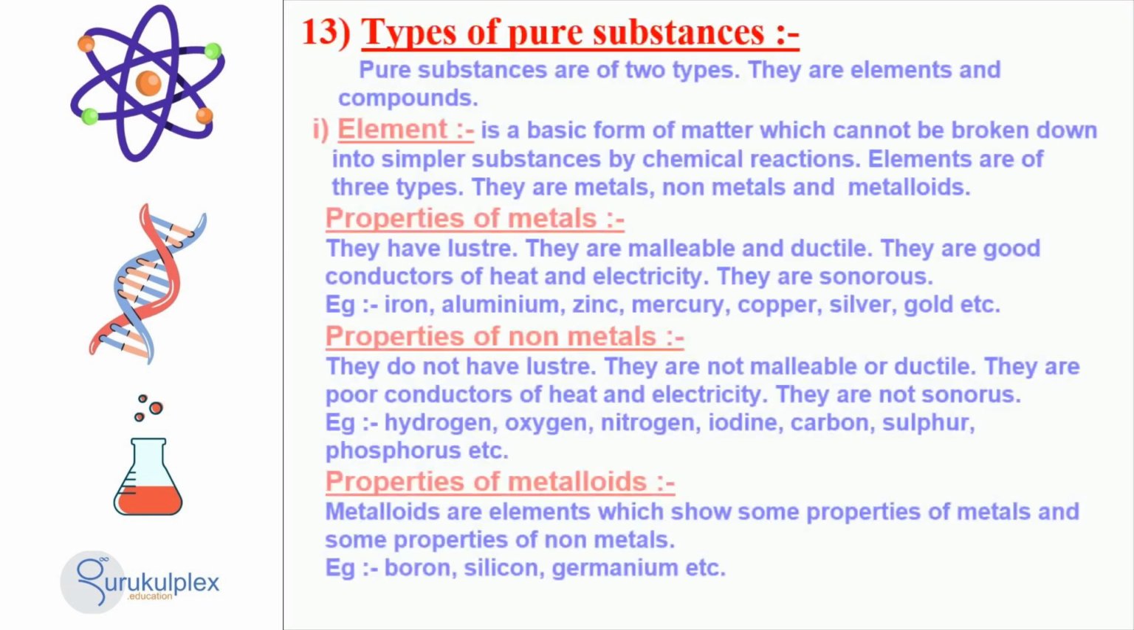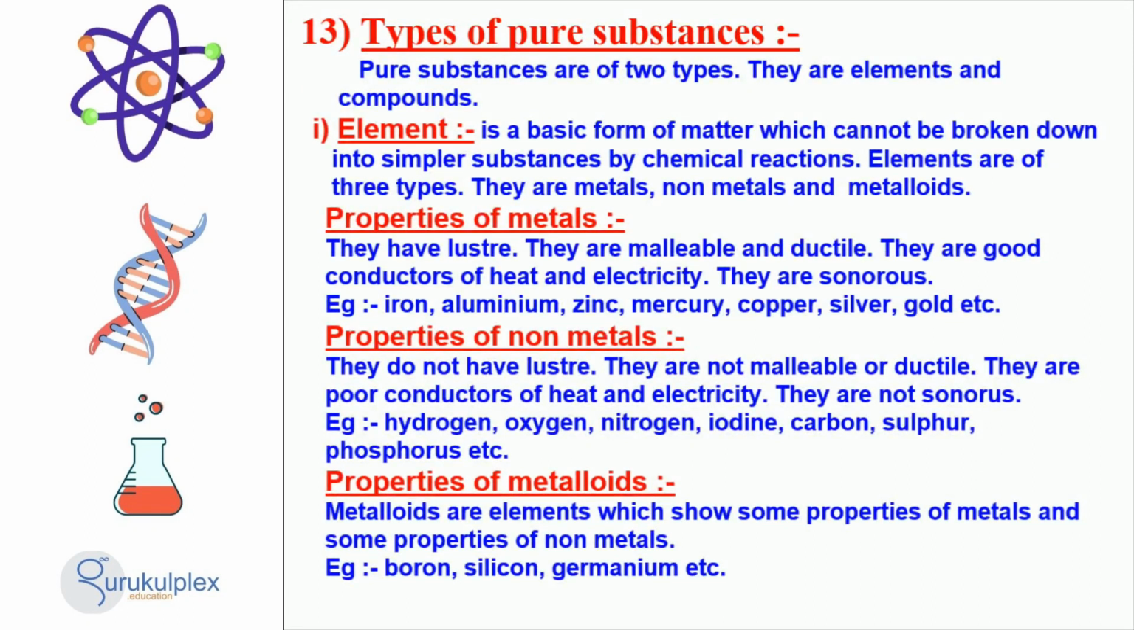The slide we are looking at contains information about the two types of pure substances, elements and compounds. Elements can be further divided into three types: metals, nonmetals, and metalloids. Metals have properties such as luster, malleability, ductility, being good conductors of heat and electricity, and being sonorous. Non-metals, on the other hand, do not have luster, are not malleable or ductile, and are poor conductors of heat and electricity. Metalloids, as the name implies, have properties of both metals and non-metals.